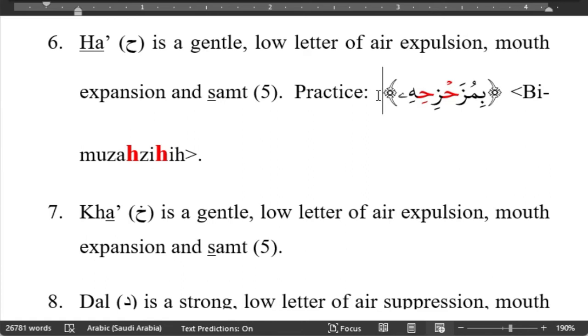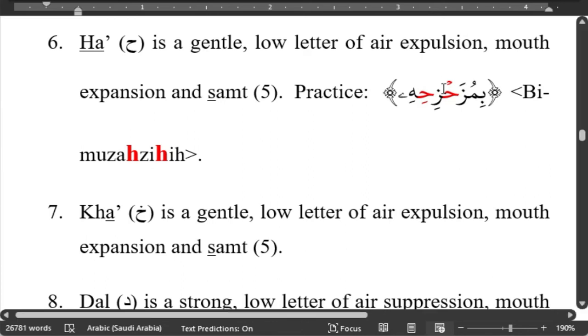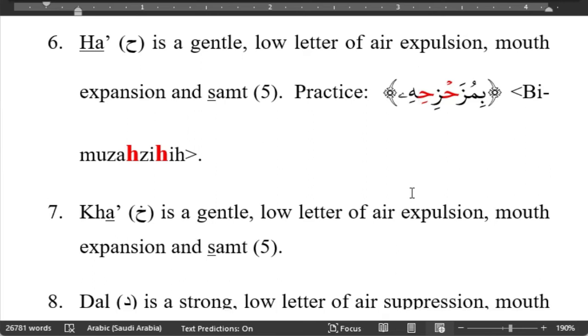Bimuzahzihi. You have 2 has there. One has a sukoon, one has a kasra. Bimuzahzihi. But that's a good one to practice to help break your throat in for that ha. If you don't practice that, then you're going to say that wrong.